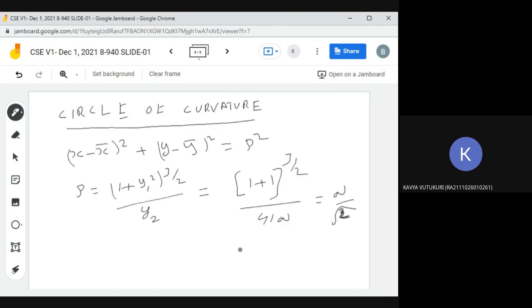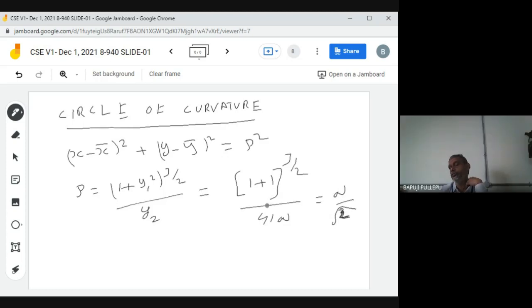This is 2 root 2. Then 2 root 2 by into a by 4. So we cancel root 2. Okay, a by root 2. So rho is equal to a by root 2. Now come on, substitute now. Circle of curvature is what?